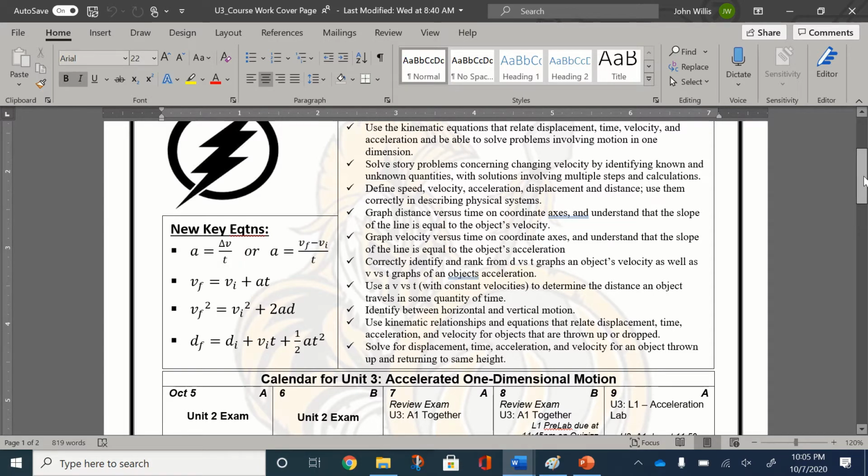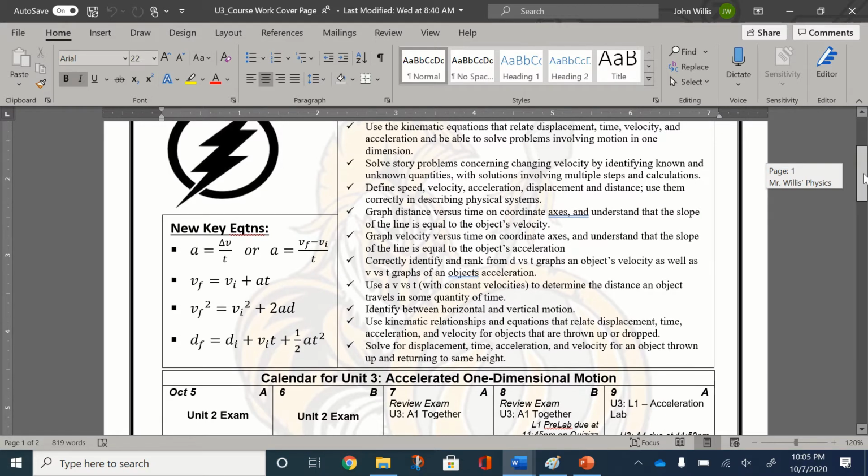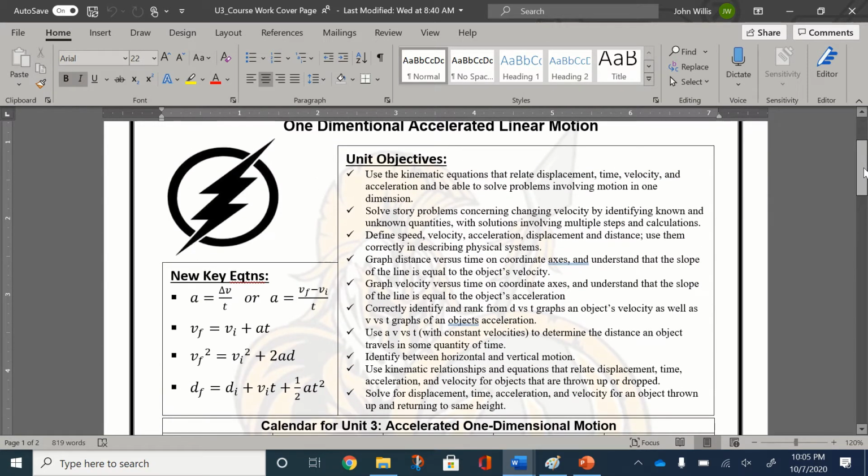So I won't get into nearly as much detail as I did in class. This is just the quick edition for those of you who weren't here. Again, unit objectives are there, so that's a good list of things to make sure you can do for the exam.